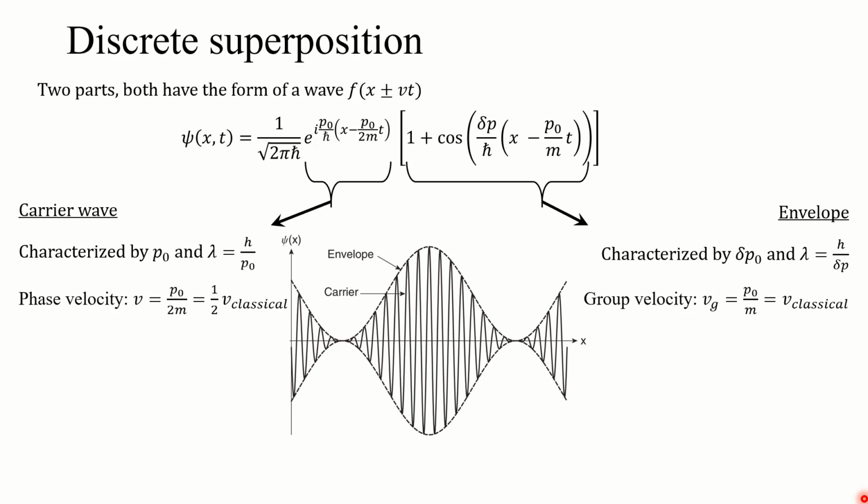So what this looks like is the carrier wave are those short wavelength fast oscillation parts inside that broader envelope outside. So we have our envelope with a longer wavelength, looks like that, and our carrier wave inside with the shorter wavelength. And they move at different velocities, right? One moves at twice the speed of the other. So the carrier wave inside moves at half the classical velocity, and the envelope moves at the classical velocity, what we call the group velocity.